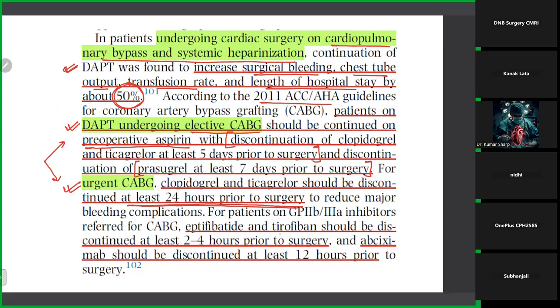For drugs like tirofiban and eptifibatide, they should be discontinued at least 2 to 4 hours prior to surgery. Abciximab should be discontinued at least 12 hours prior to surgery. So we have a classification here, especially in cases of cardiac surgery.